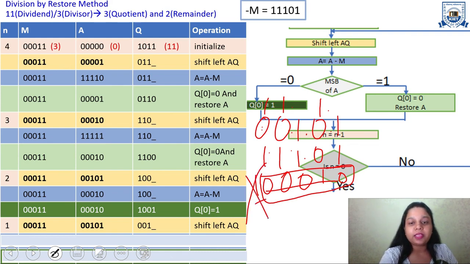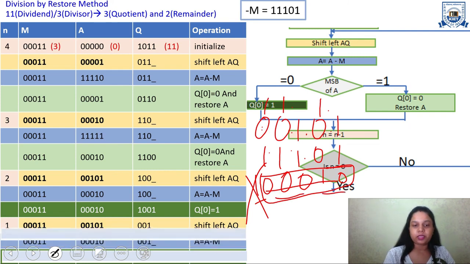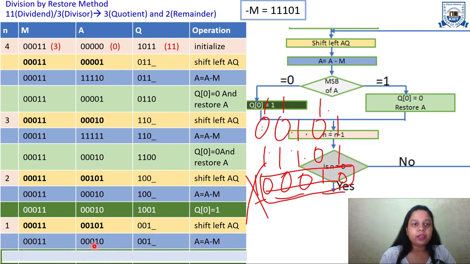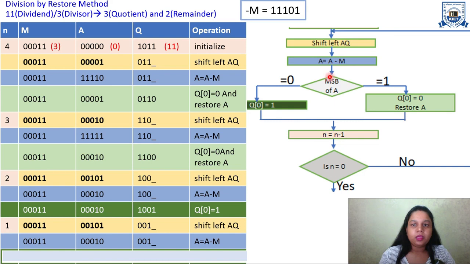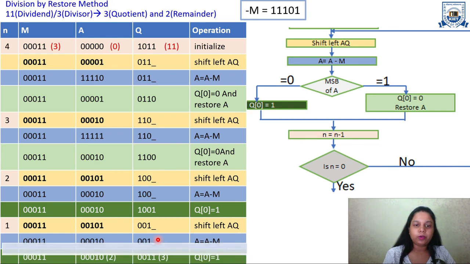So the next A value must be 00010. So let's see. The updated value for A is 00010. You can match it here. Everything else is the same. Next we will check the MSB of A. So MSB of A is 0. If it is 0, we need to move here. The value of Q0 will be 1. It means at this position we need to write 1. So we will do this.